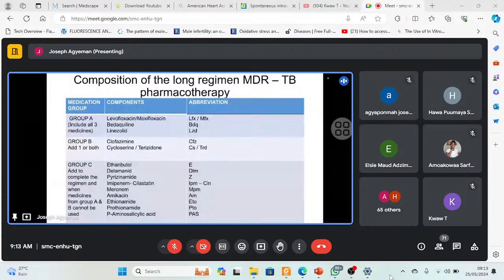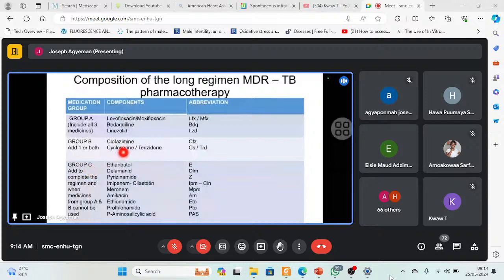In general, when it comes to the long regimen that we have for the multi-drug resistant TBs, these drugs are called second-line agents, while the ones that we use for the management of the susceptible ones are termed first-line agents. So rifampicin, isoniazid, ethambutol, pyrazinamide, these are first-line agents. And when resistance gets in, then second-line agents will be used. These agents are also grouped into three main groups. That is Group A, Group B, and Group C.